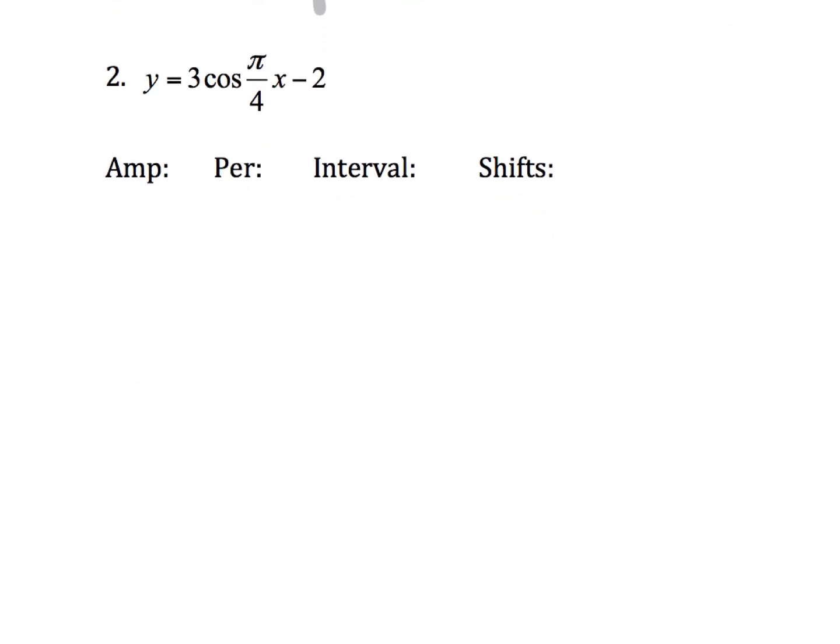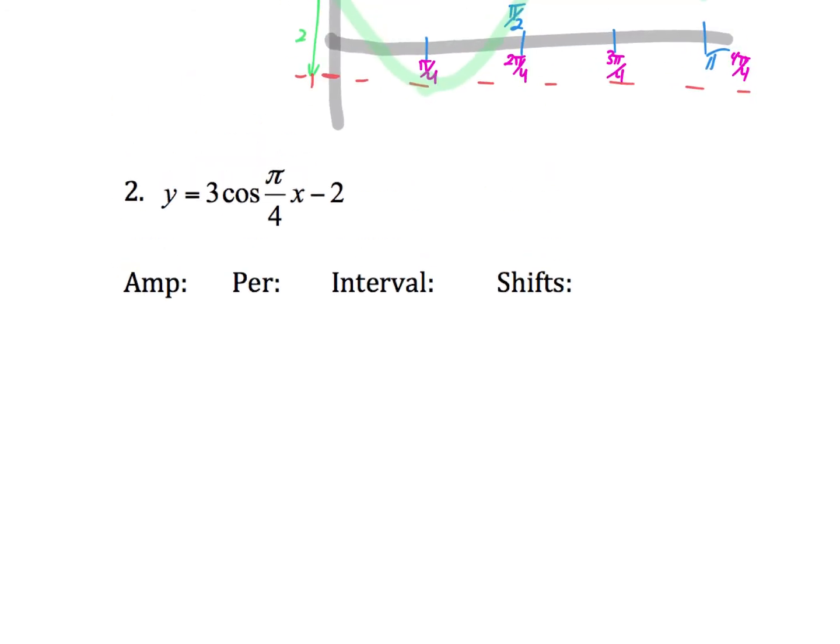All right, next one, we have y equals 3 cosine of pi fourths x minus 2. It's a cosine graph, so the function is going to start at the top, swoop all the way down to the bottom, and end at the top. Amplitude is 3. The period comes from that b value. If I'm dividing by pi over 4, that's the same as multiplying by the reciprocal, so I can multiply by 4 over pi. Dividing and multiplying by the reciprocal are the same thing, just as dividing by 3 is the same as multiplying by 1/3.